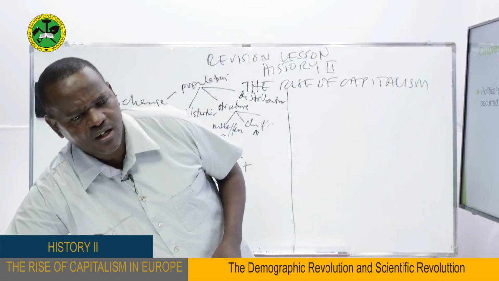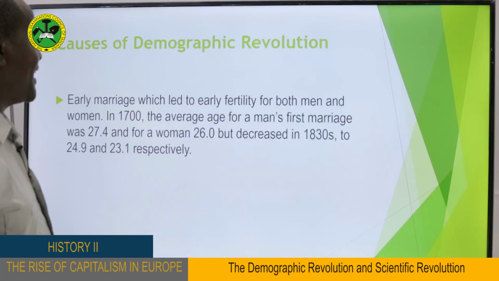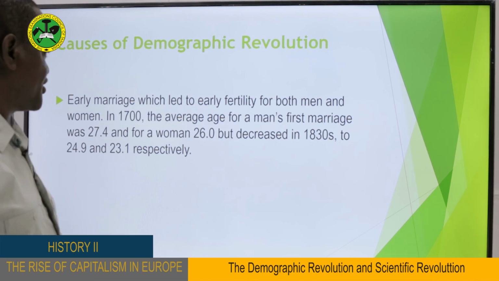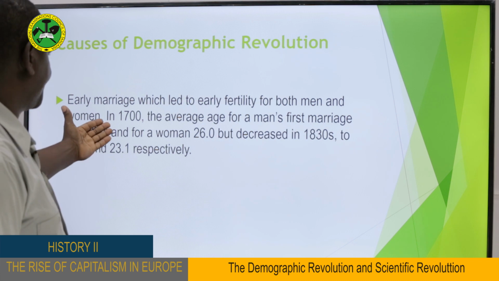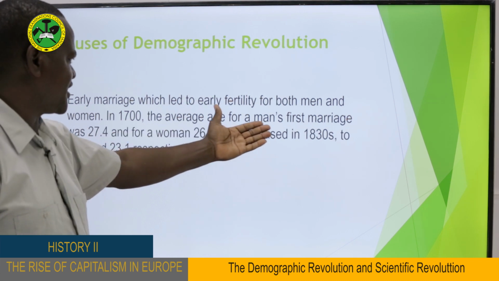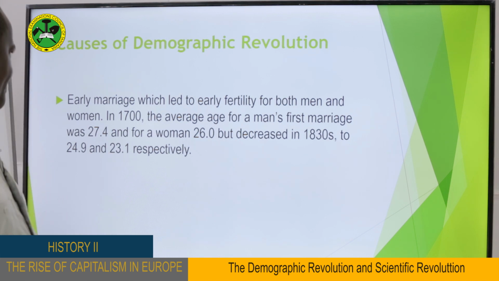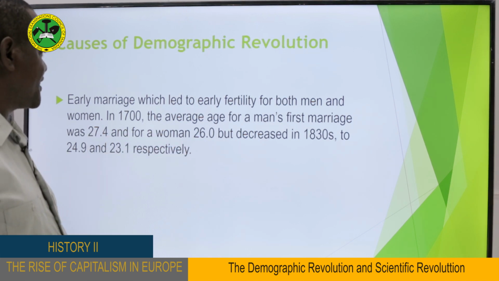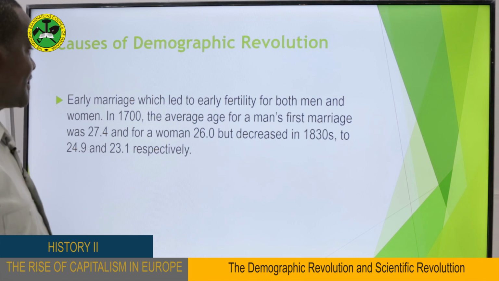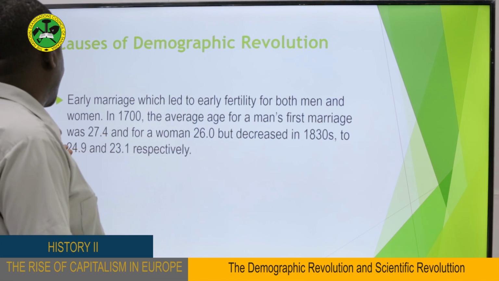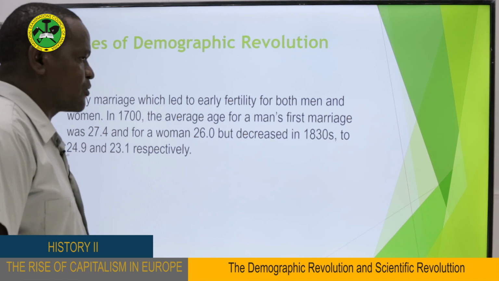Let's now move to another point, and this is early marriage. People were getting married at a very early age, as you can see. For instance, here you see in 1700, the average age of a man's first marriage in Britain was 27.4 years. And for a woman, it was 26 years. But later, in the 1830s, it decreased to 24.9 and 23.1 respectively.